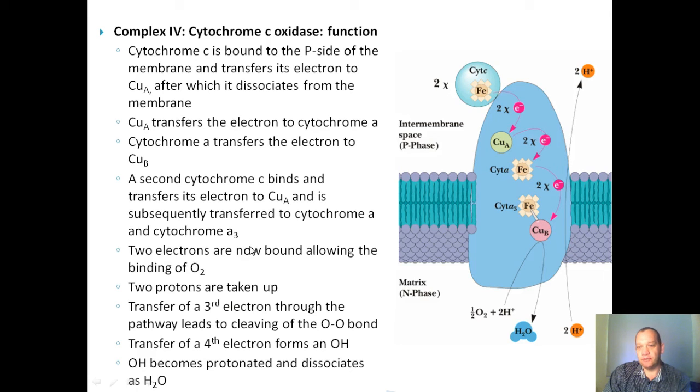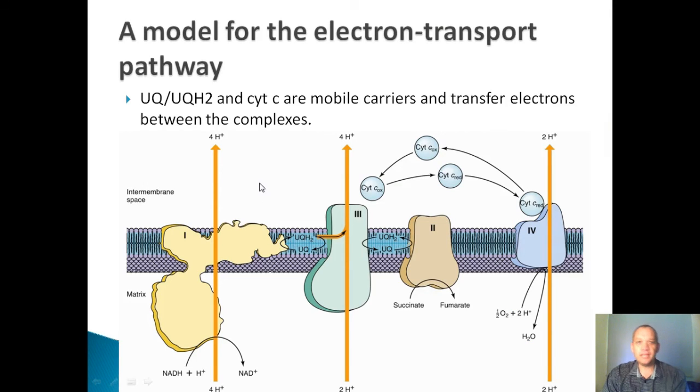And during that time, of course, we've harvested the energy from these high energy electrons, and we've used that energy to form a gradient of protons across this membrane. So we now have a model for the electron transport pathway, remembering that we have 4 protein complexes, complexes 1, 2, 3, and 4, and we have 2 mobile carriers. Ubiquinone is the mobile carrier that shuttles electrons from complex 1 to complex 3, and also from complex 2 to complex 3, and the electrons from there are shuttled between complexes 3 and 4 using the other mobile electron carrier, cytochrome C.